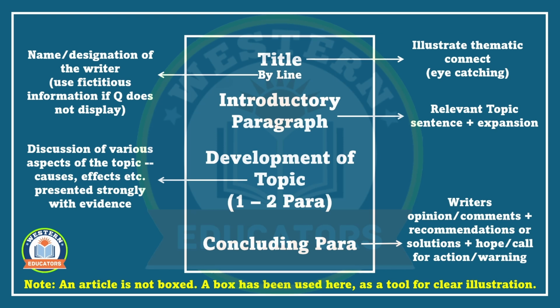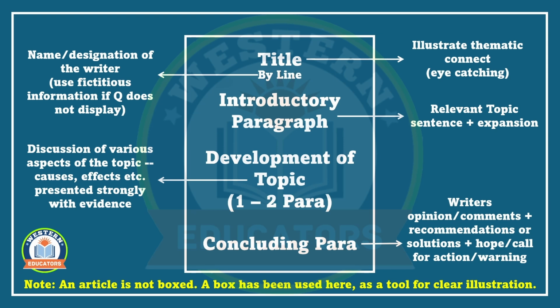First, you have to write a title. The title will always illustrate the thematic connect, that is, it should be eye-catching. And then the byline. The byline will always be the name and designation of the writer, usually fictitious. Fictitious if the question does not give you a name. If it gives you a name, you are going to write that name.